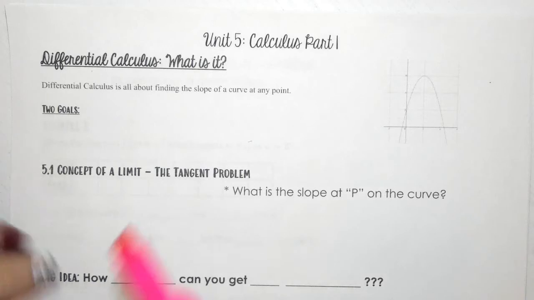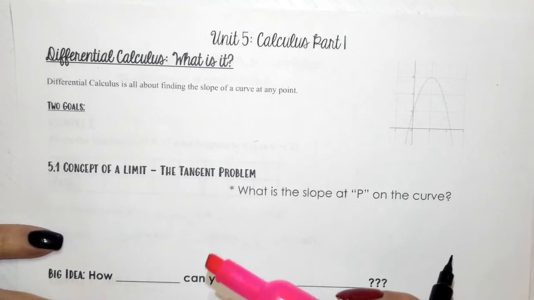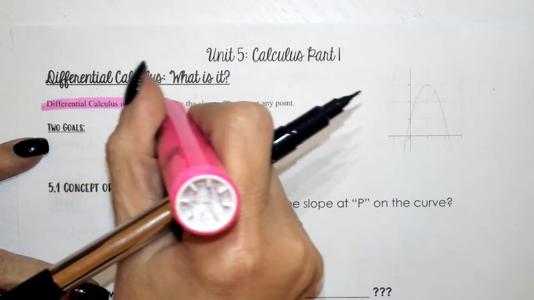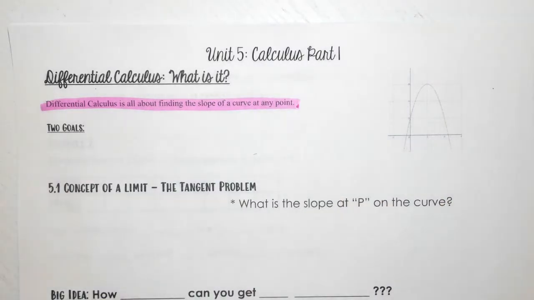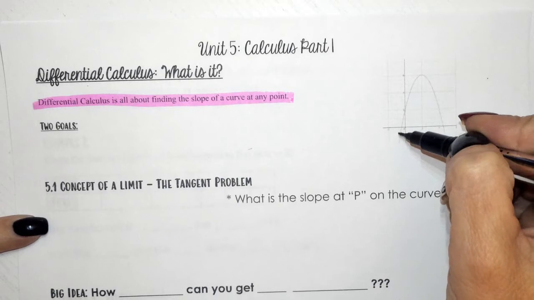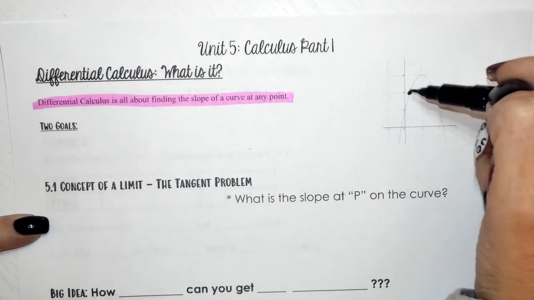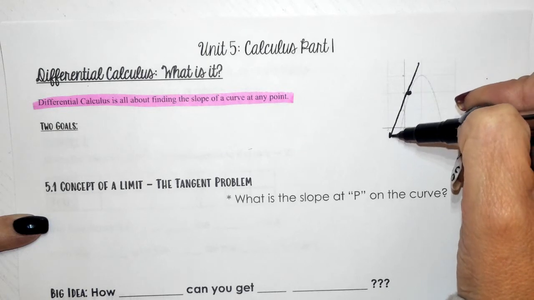So what is differential calculus? It's all about finding the slope of a curve at a point. All right, so I'm going to highlight that. Differential calculus. It's all about finding the slope on a curve at a point. Now you're used to finding the slope of a line, right? But what we're going to do here is I'm going to give you a curve. I'm going to give you a point on that curve, and I'm going to say, what is the slope of that curve?